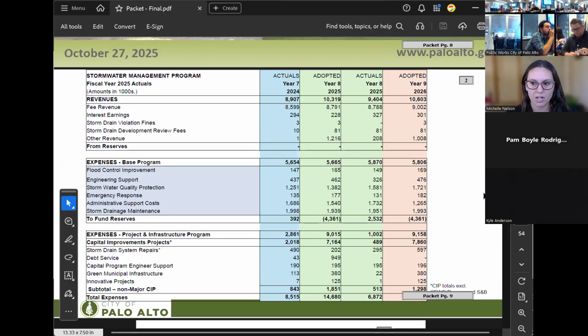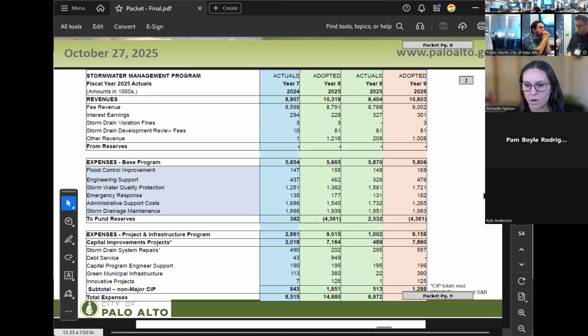So for that project and infrastructure program, you will see the adopted budget is almost always much higher than what the actuals end up being for that year, because of the capital projects that we have budgeted, and the real life way that we spend the money often spans more than one fiscal year to complete those projects.